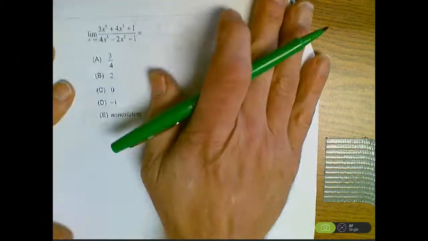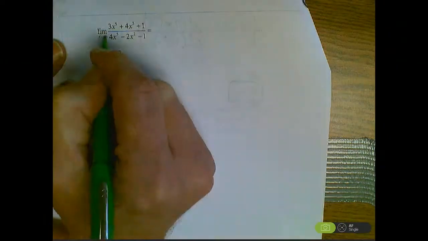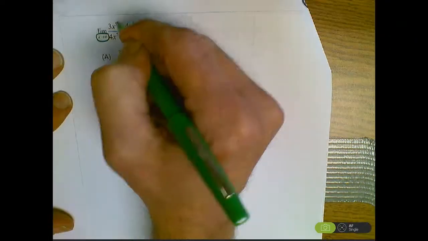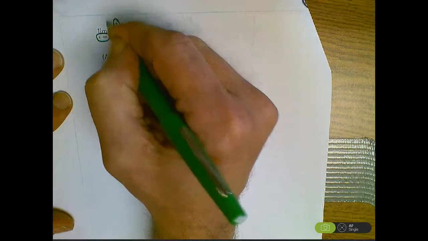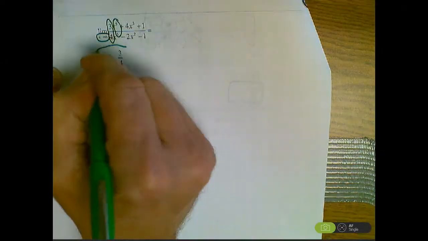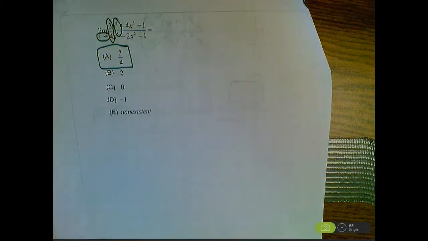Problem 6. We're looking at the limit going to infinity. We could use our pre-calc skills to look at the highest degree, which is 5, and then notice the ratio of the leading coefficients. Answer A. Pre-calculus problem.